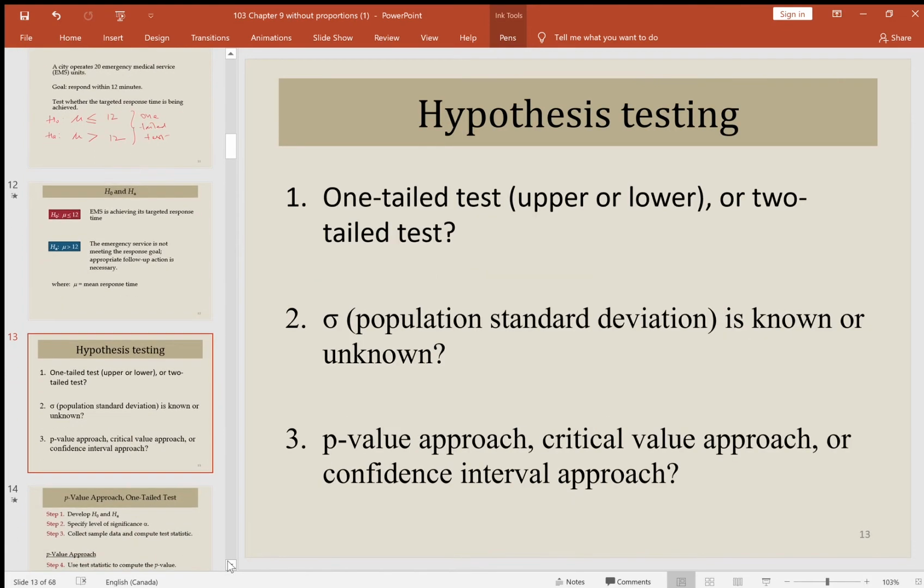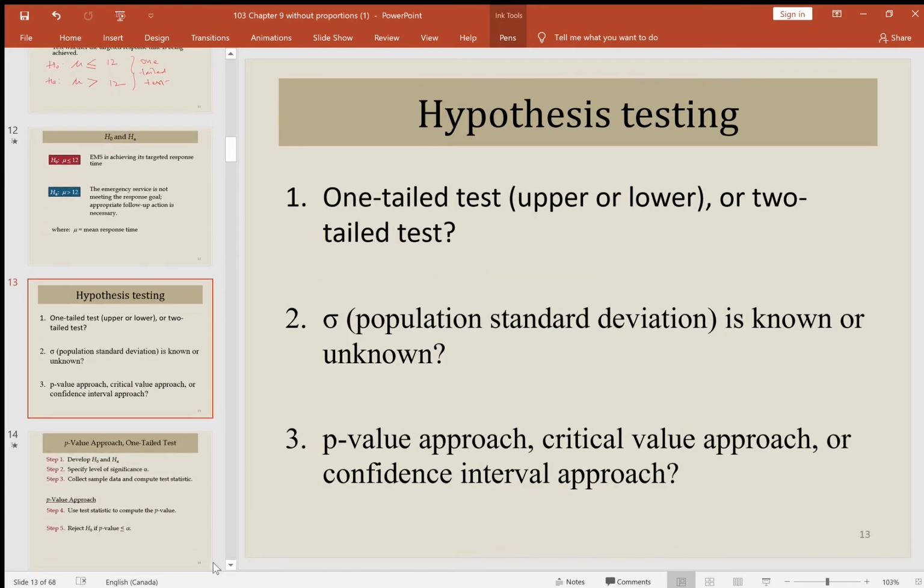Okay, so then once we have formulated the null and the alternate, we have to then carry out the hypothesis testing. And what we do is we first ask ourselves, is it a one-tailed test or a two-tailed test, right? Is sigma, the population standard deviation, known or unknown? And then are we going to use the p-value approach or the critical value approach? Now there's also a third approach called the confidence interval approach, which I will explain to you, and this is based on chapter 8. Okay, but we will be using p-value approach and critical value approach. Confidence interval approach I'll just explain to you.